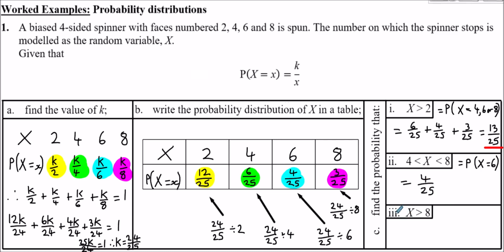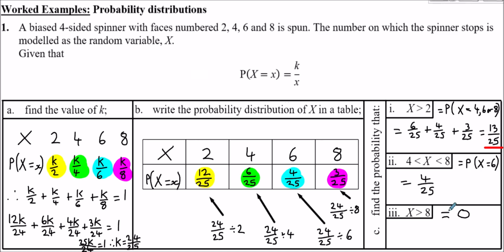And the last one, sort of a trick question, but not really, as long as you don't panic. The probability of x being greater than 8, well, the biggest value it could ever be is 8. So this one's actually equal to 0. X is either 2, 4, 6, or 8. It could never be greater than 8. So this one here is actually exactly 0.